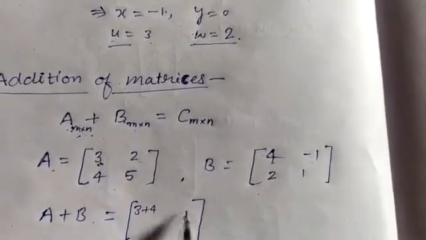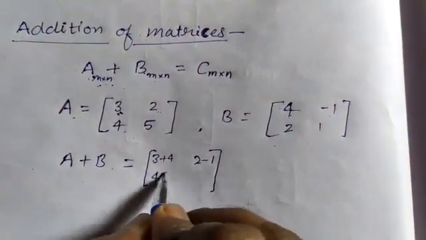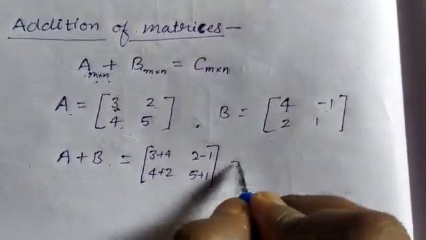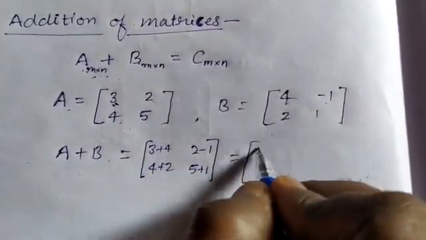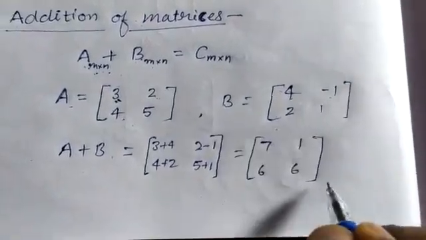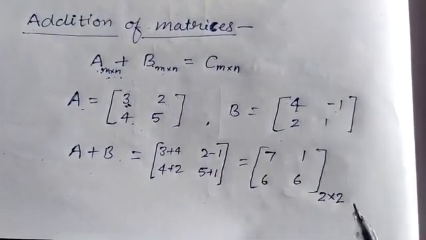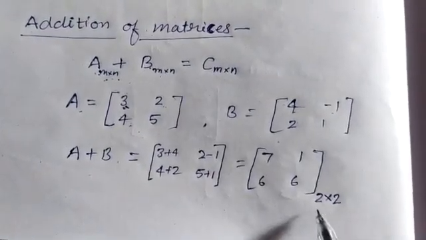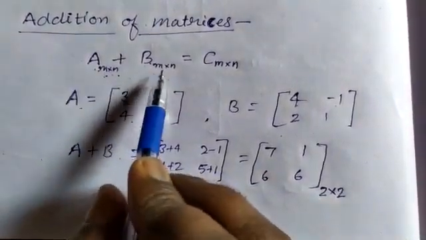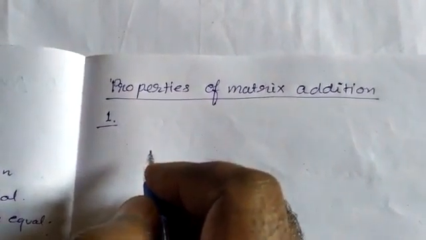Correspondingly, 2 will be added to -1, 4 will be added to 2, and 5 will be added to 1. We get [7 1; 6 6]. This is the resultant matrix, and the order of this resultant matrix is also the same as the matrices A and B. There are a few properties related to matrix addition.